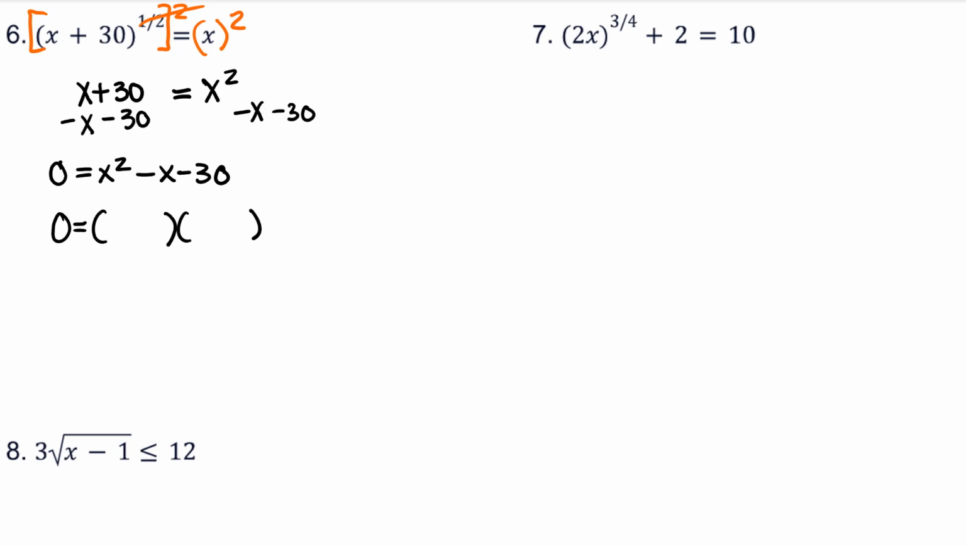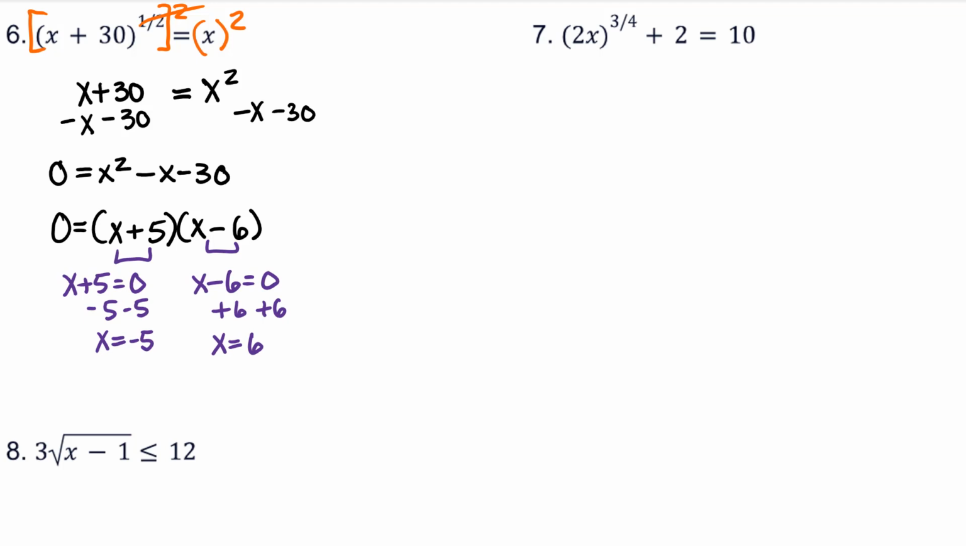We're looking for two numbers that multiply to give you negative 30 and add to give you negative 1. That would be 5 and 6, where 6 is negative and 5 is positive. Use the zero product property to solve for x. Let's check our solutions.